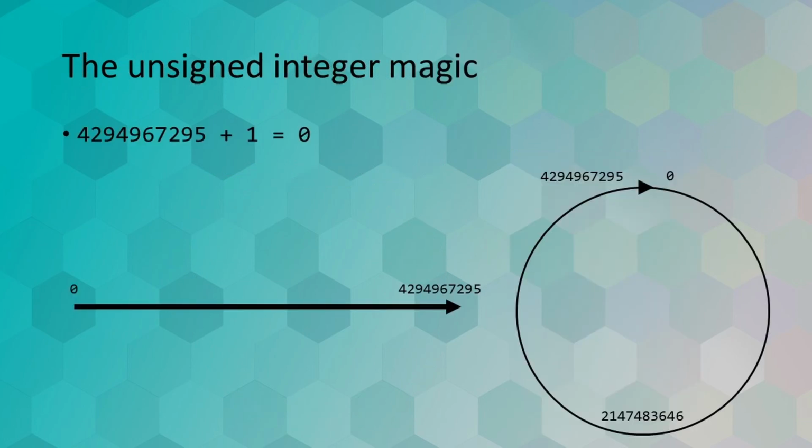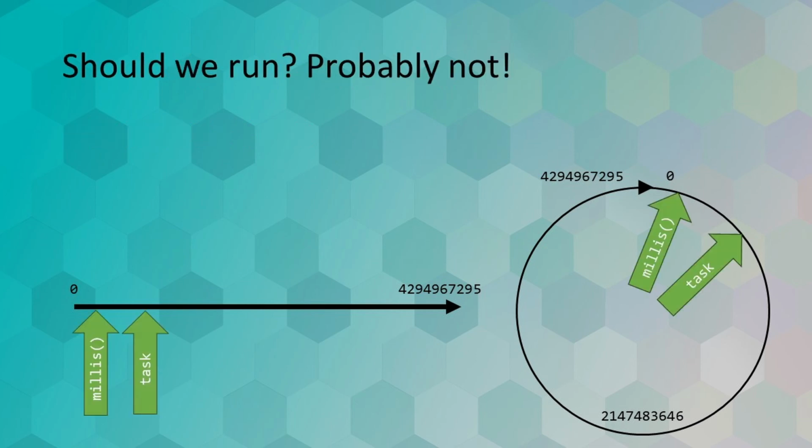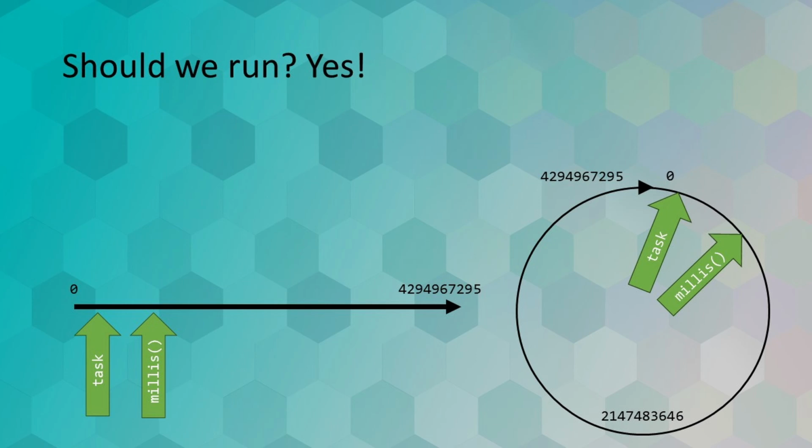So, to give a better visual representation of our millis and scheduled tasks, let's have both the delimited timeline and the circle. Our first example shows when a task is scheduled for future run. Should we run our task? Of course not. It's clear that the task is at a later point. And now, the current time is bigger than the scheduled task. Easy, the task should run in this case.